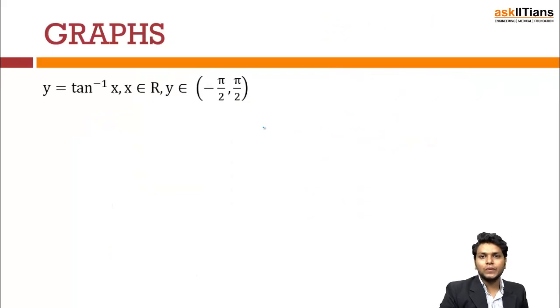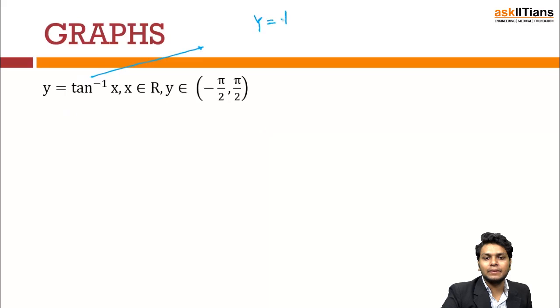Moving further, now see y equals tan inverse x. x belongs to real and y belongs to minus pi by 2 to pi by 2. Let's understand this. We'll go step by step from the very basic. If y had been tan x, what I can say is that y will never be equal to pi by 2. Why? I have the reason.